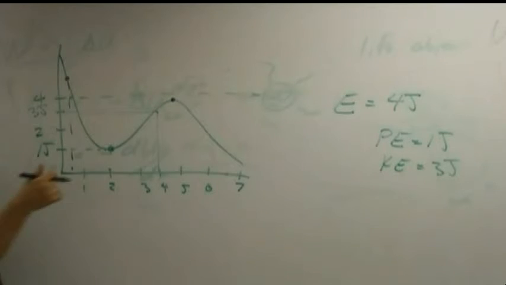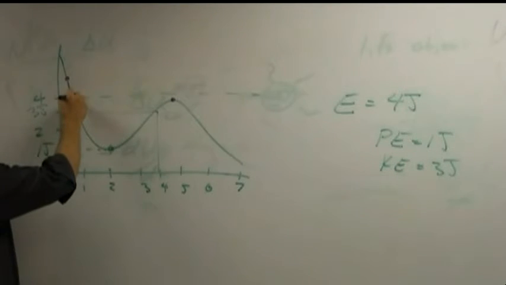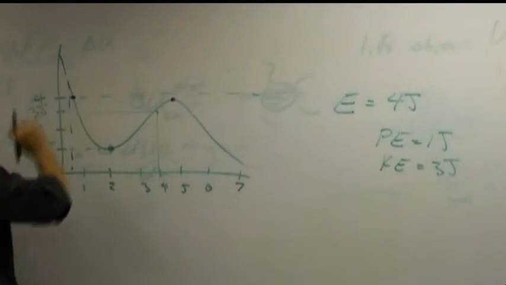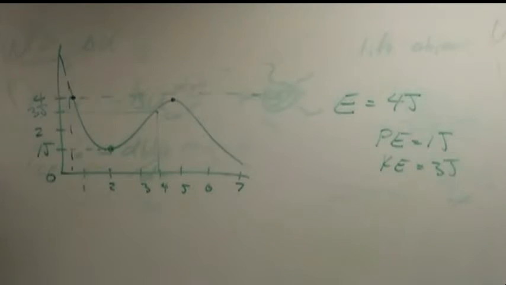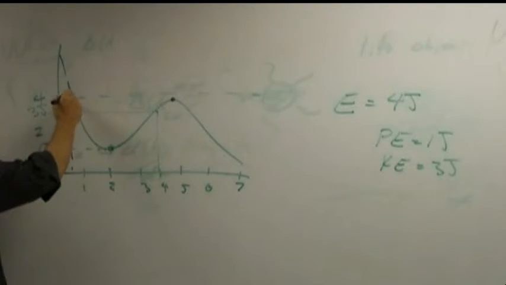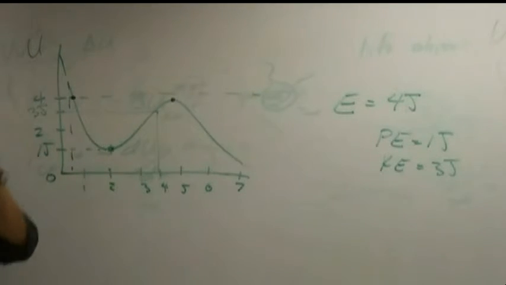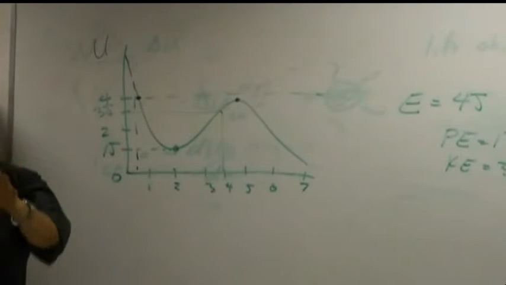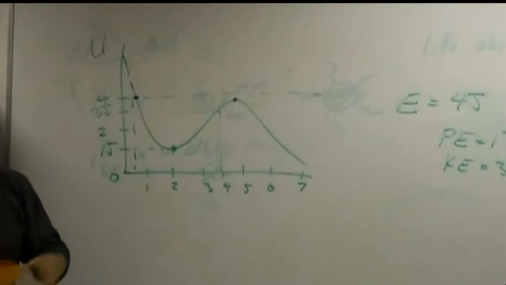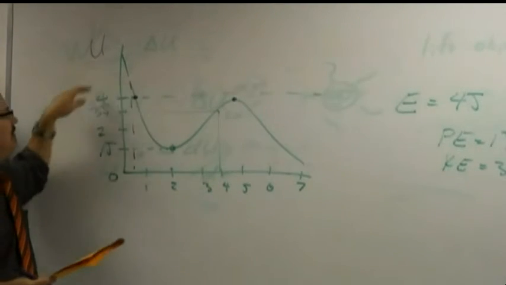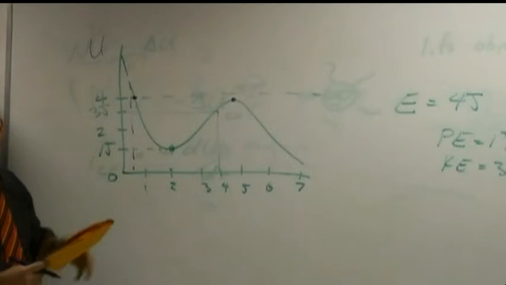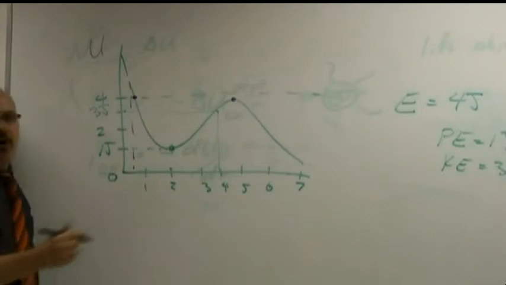Now, what if we had this? What if the object started right here? If it starts right here, what will it be doing? Tell me, at this instant, what is the motion of the object like? It's not moving. Why not? Because it has all potential energy, 4 joules of potential, and 0 kinetic.